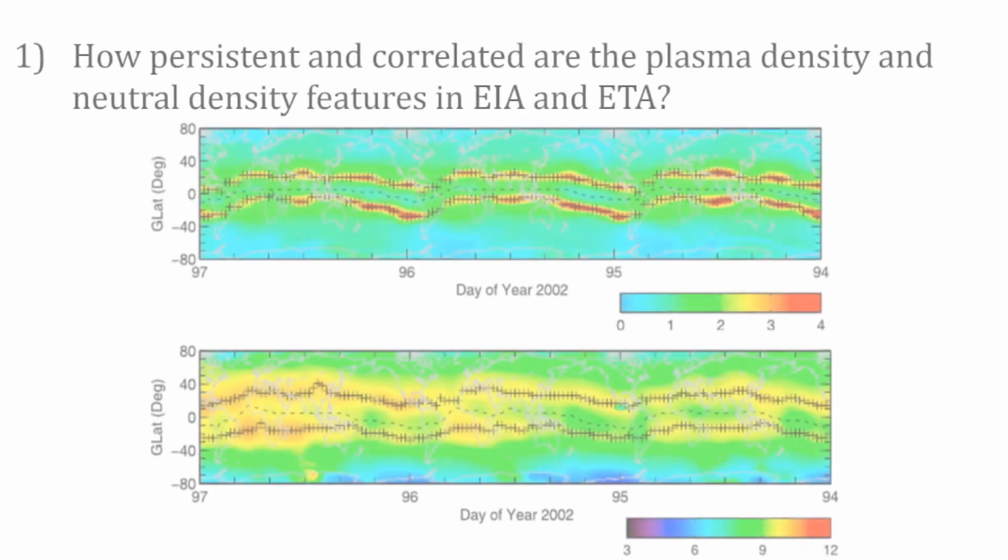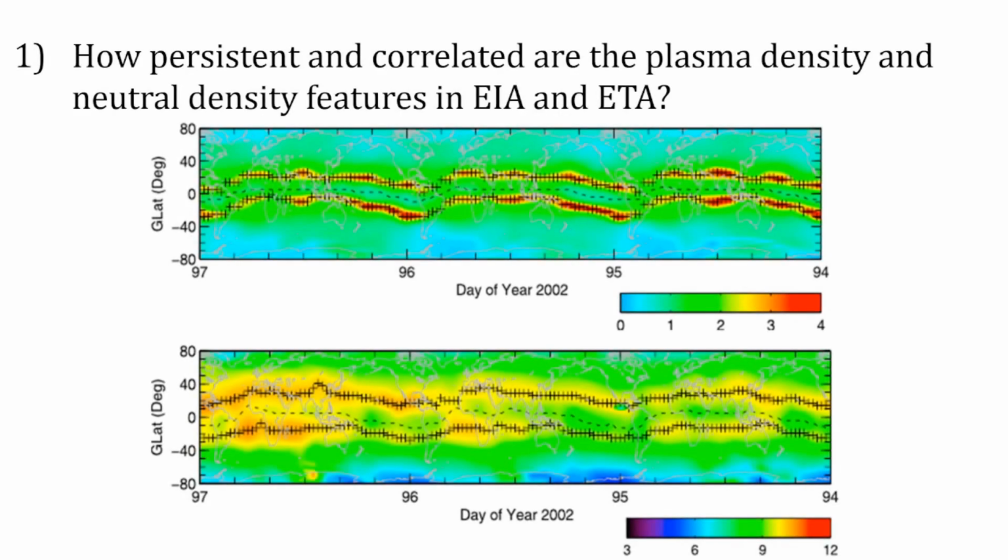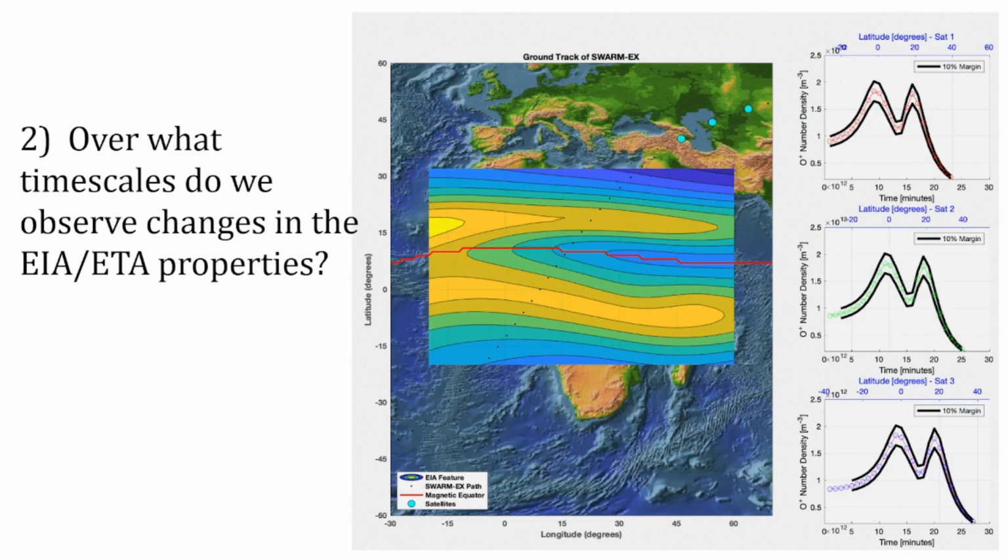The first primary science question seeks to understand how persistent and correlated are the plasma density and neutral density features in the EIA and ETA. The second question addresses the timescales at which we observe changes in the EIA and ETA properties. Here, we are looking to explore what happens when the features are not persistent.